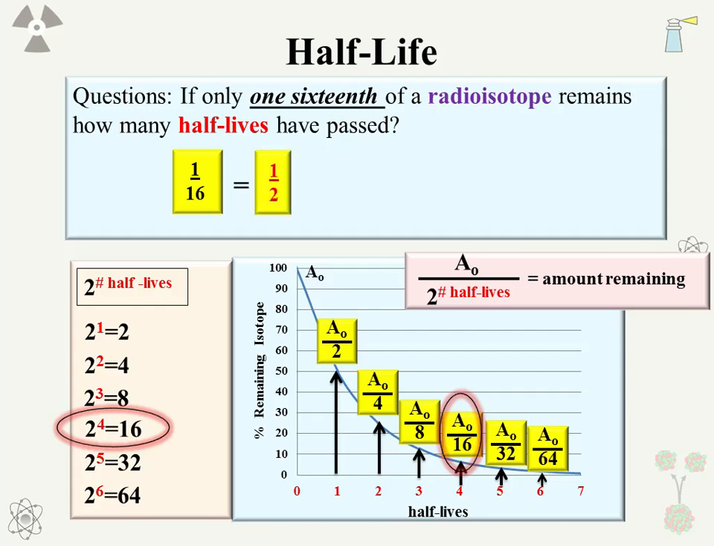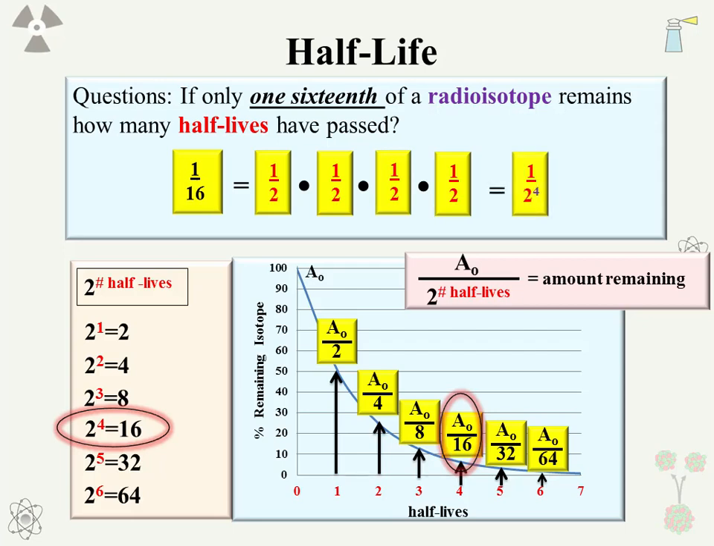1/16 is equal to 1/2 times 1/2 times 1/2 times 1/2. 4 half-lives reduces the original amount by 2 raised to the power of 4 half-lives. Pick one of these ways to move from amount to half-life or half-life to amount and stick with it. If done right, they all work.